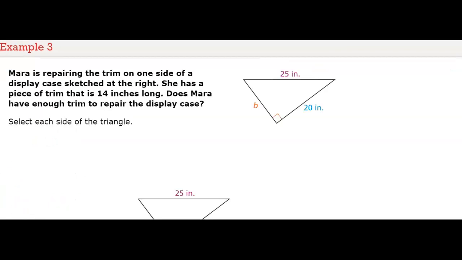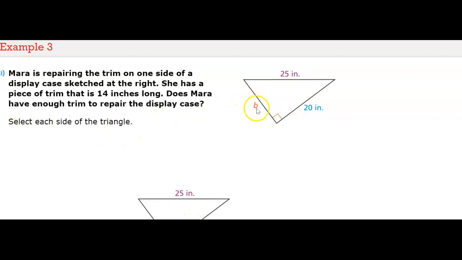Mara is repairing the trim on one side of a display case sketched at the right. She has a piece of trim that is 14 inches long. Does Mara have enough trim to repair the display case?